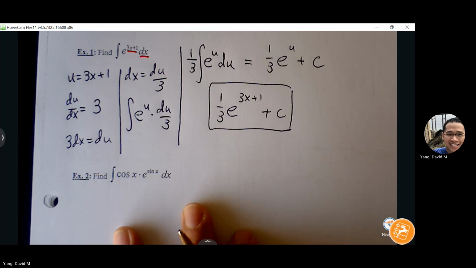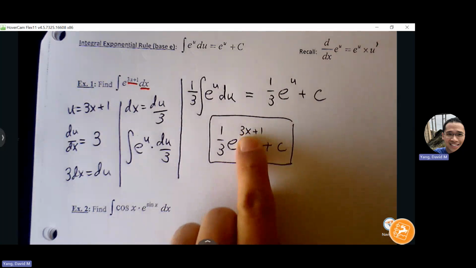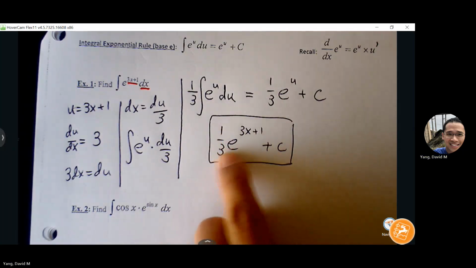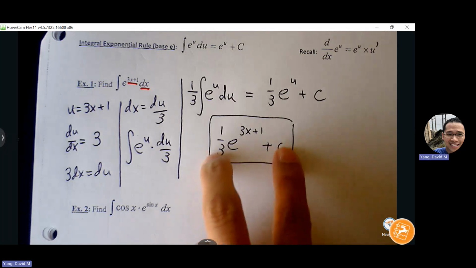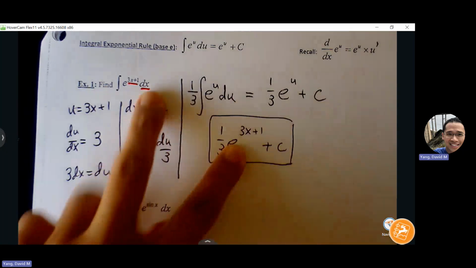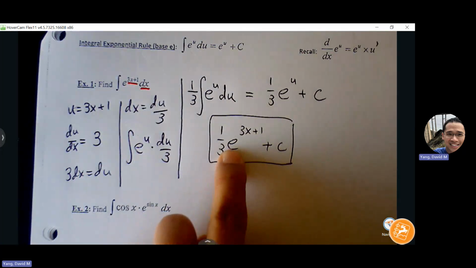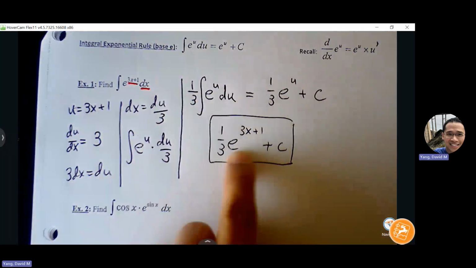I just want to connect this with first semester as well. If this was our starting problem from first semester, and if I asked you to find the derivative, the derivative of e to the u is e to the u times u prime. So it's e to the 3x plus 1 times 3. The 3 and 1/3 cancel out. This will take us back to this, right? So this is the derivative of this. It's just that this semester we're starting at the derivative level, trying to make our way back up to the function level.